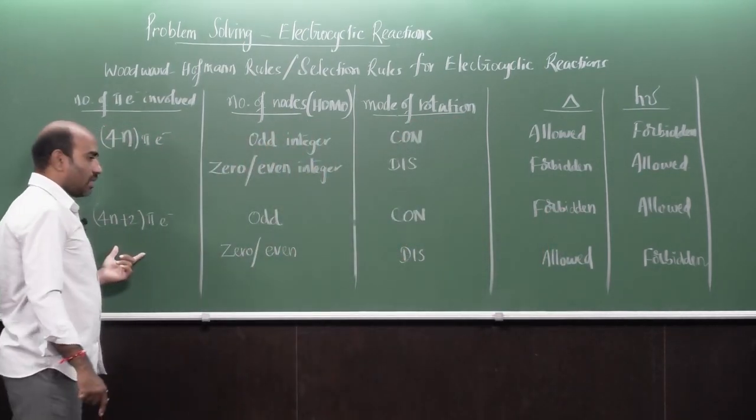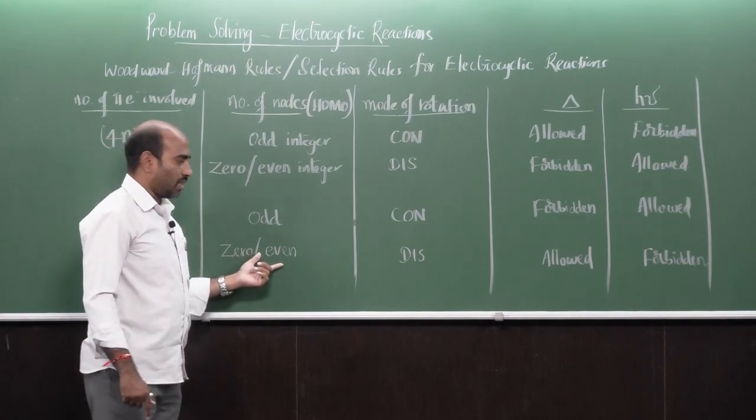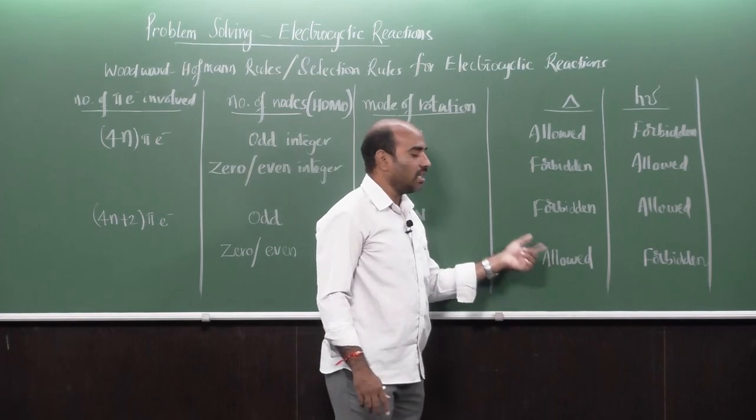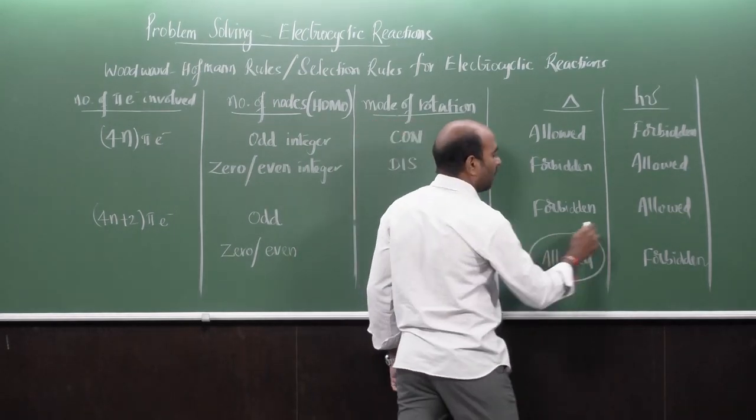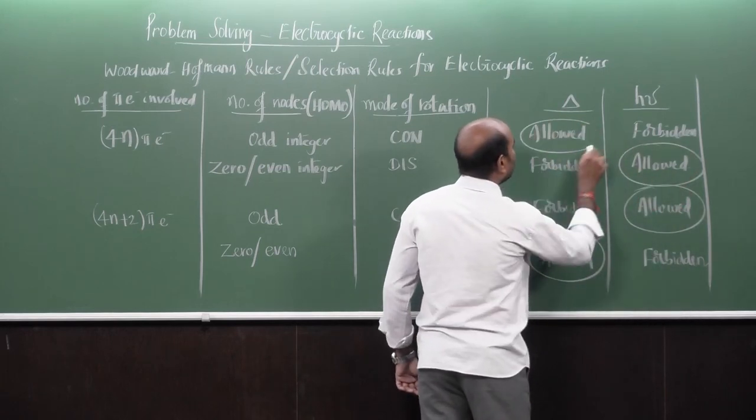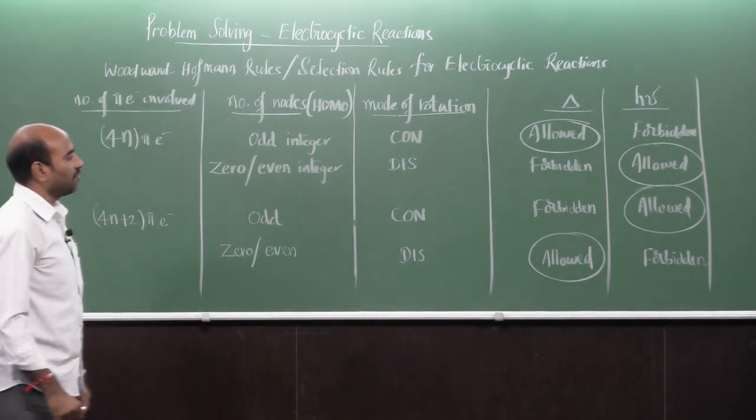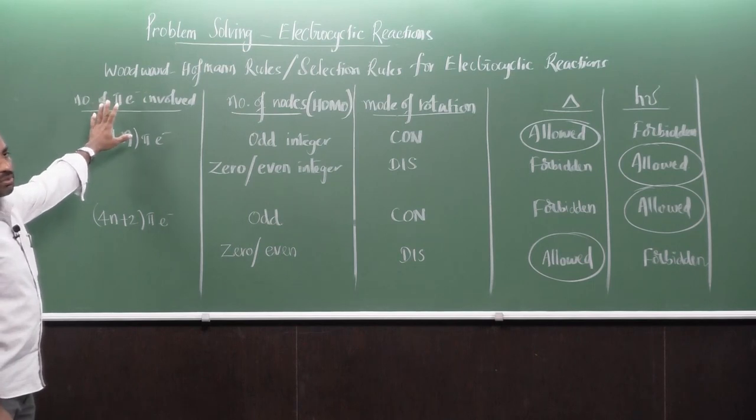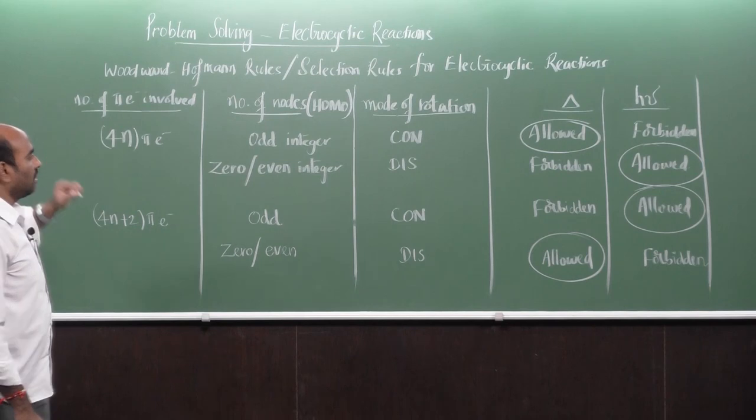Now, for the same 4n plus 2 pi electron system, if the number of nodes is even, then dis mode of rotation has to be performed and it is allowed in the thermal condition. So, you just see where all the things are allowed. So, this is the selection rule for the electrocyclic reactions based on the frontier molecular orbital theory.